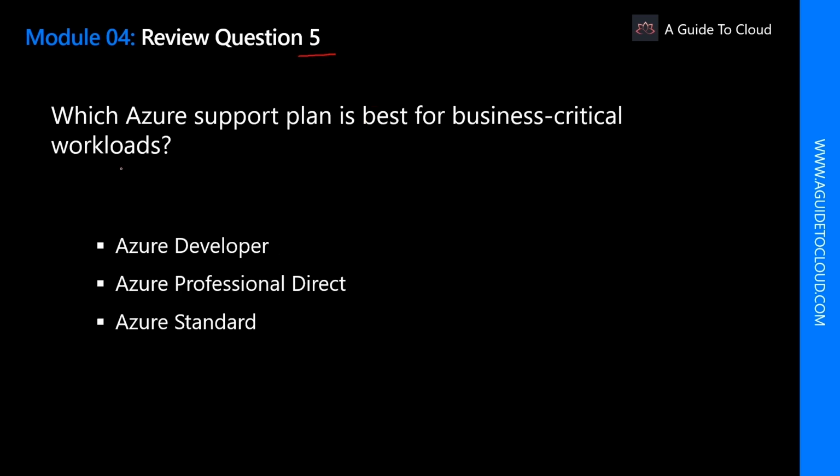Which Azure support plan is best for business critical workload? So you're looking at a support plan which is best for business critical. We have not discussed it, but the best plan for business critical resources is Azure Professional Direct. So the right answer is Azure Professional Direct, because Azure Professional Direct is the best way to ensure your solutions are running nearly all the time.